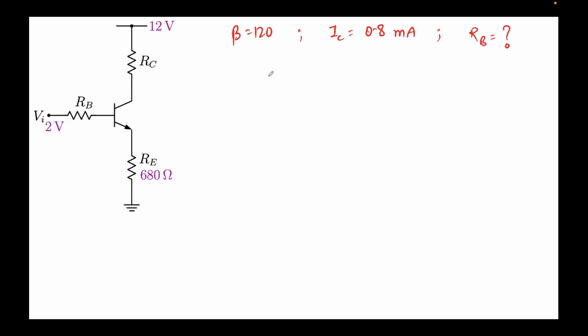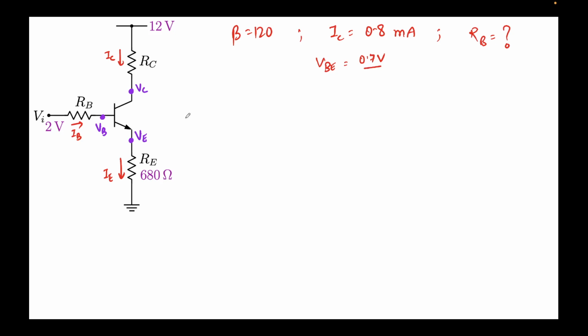So this is the expression. Beta is 120, IC is 0.8 milliamps. We are required to find the value of RB. These are the three currents that I have drawn on your screen, and these are the corresponding node voltages denoting the three terminals of the BJT. To find RB, please note that we have already assumed, since this is in active mode, VBE is 0.7 volts. That is a given.